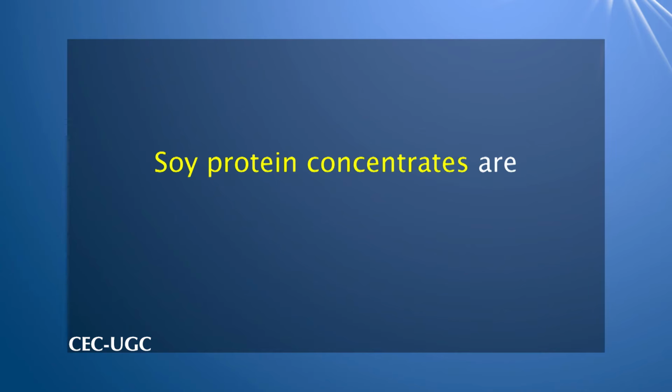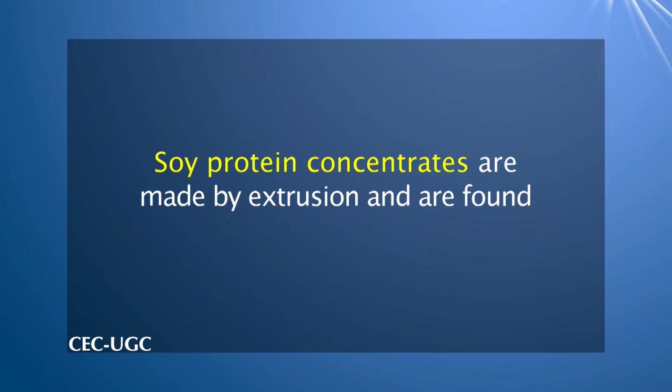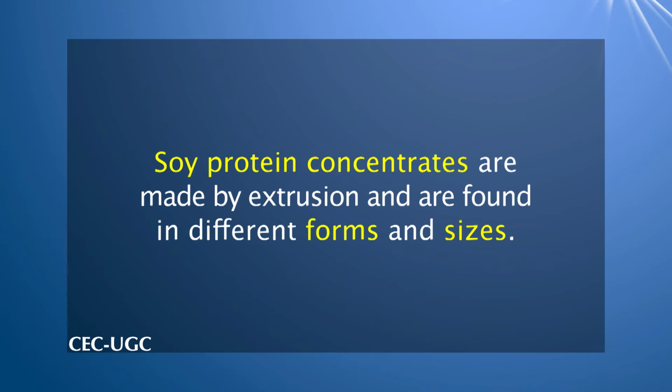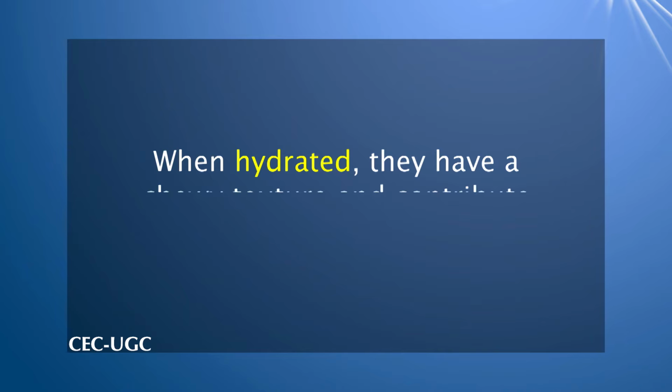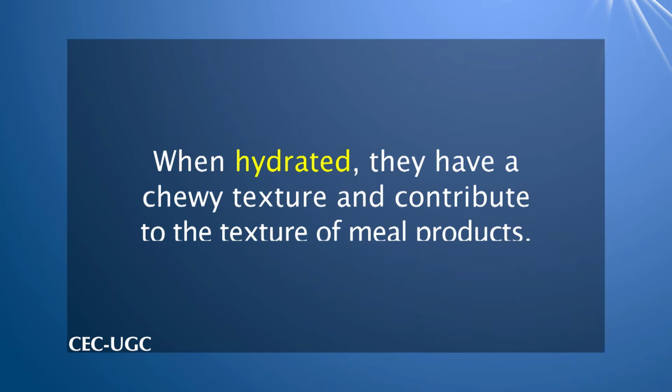Textured soy protein concentrates are made by extrusion and are found in different forms and sizes. They typically contain 70% protein as well as the dietary fiber from the soybean. When hydrated, they have a chewy texture and contribute to the texture of meat products.